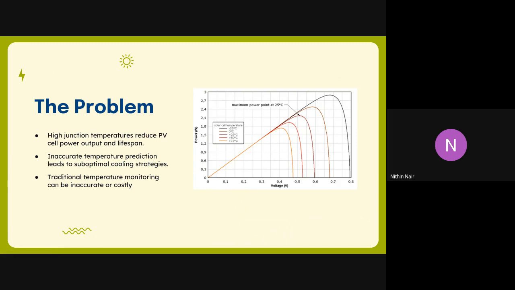So the traditional methods of temperature monitoring, that is array tracking, etc., are very inaccurate and or costly at the same time, which leads to a lot of related expenses. So, inaccurate temperature predictions, which are caused by these traditional systems, lead to suboptimal cooling strategies, which, as we know, harms the lifespan of the PV cells.